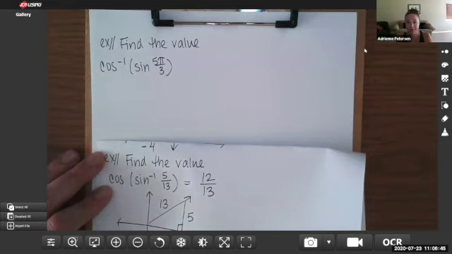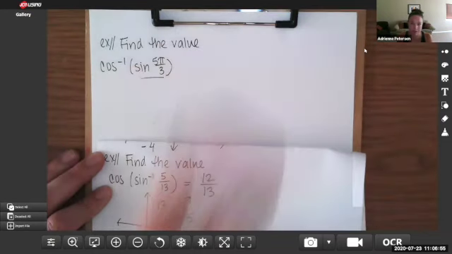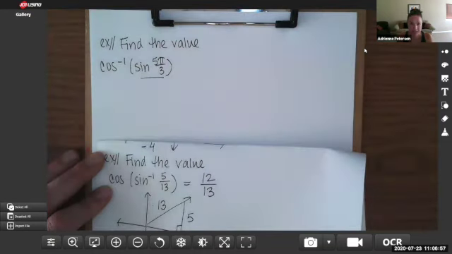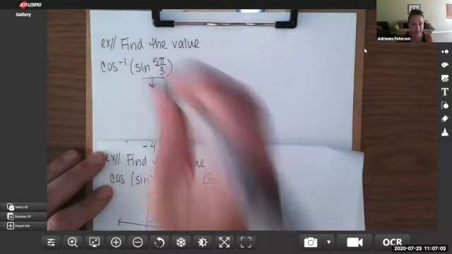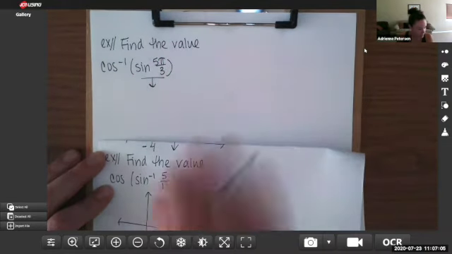Okay, so our method for evaluating this is still going to be the same. Anytime we have a composition of functions or something in parentheses, more than one operation, we always start on the inside first. So the inside says find sine of 5π/3. Okay, we know how to do this. So the inside will just find sine of 5π/3. So let's do it.